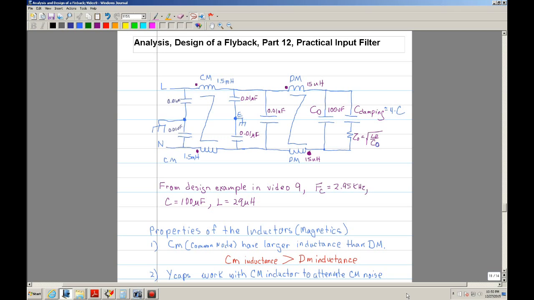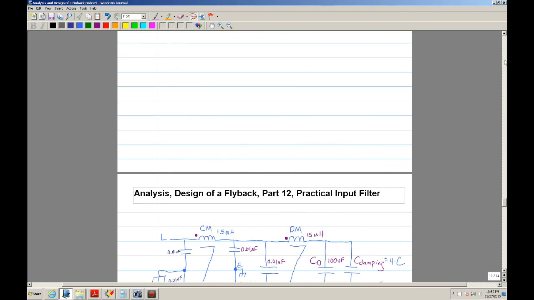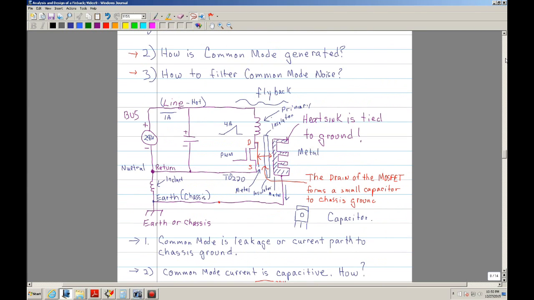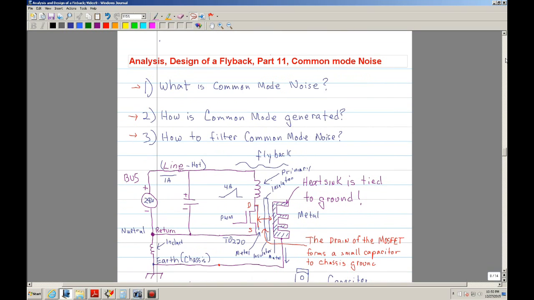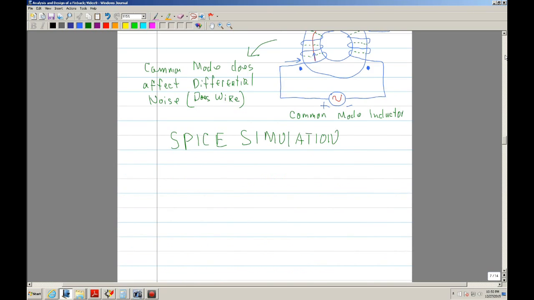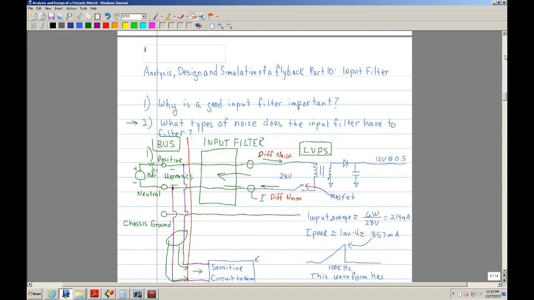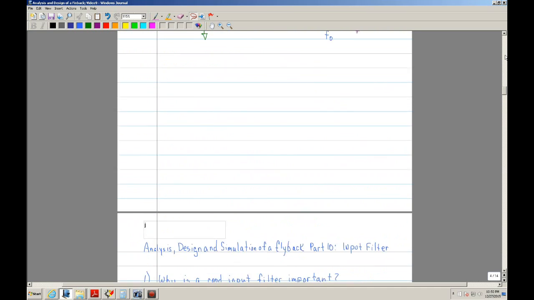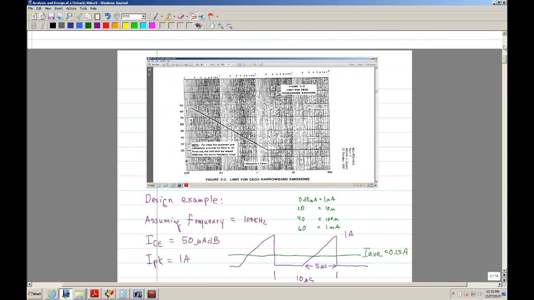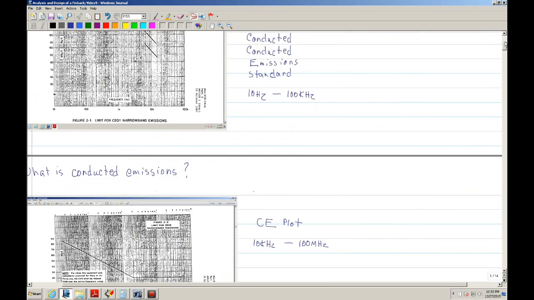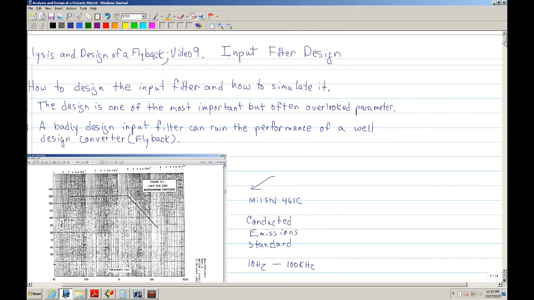Luckily, I got over that. Anyway, I wanted to talk about a practical input filter. I had done video 11 and 12. In video part 11, I discussed common mode noise and how it's generated. And in part 10, I discussed the input filter, and I may have gone all the way to part 9, which is the input filter itself.